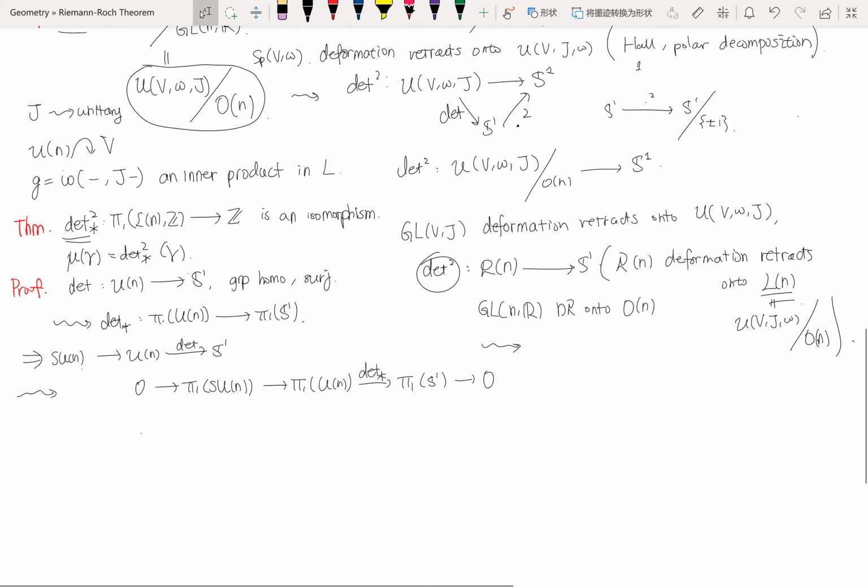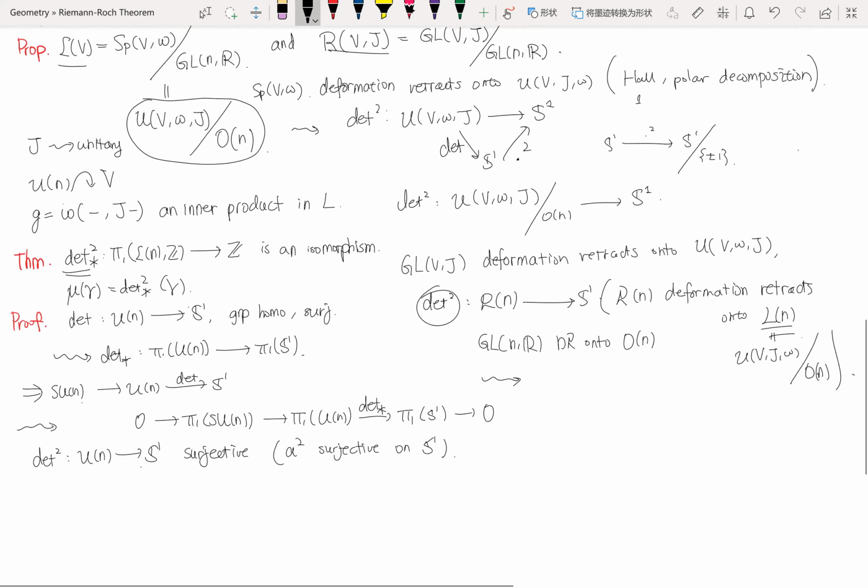And similarly, we have determinant squared, which maps U(n) to S1. It is also surjective because A squared is surjective on S1, but with two fibers. So this will give the double cover of SU(n) to U(n) to S1 with determinant squared, and this gives another similar exact sequence on homotopy groups.